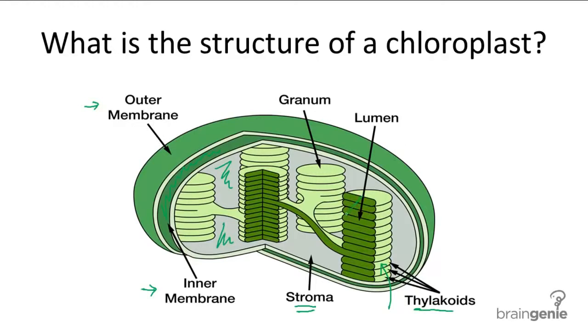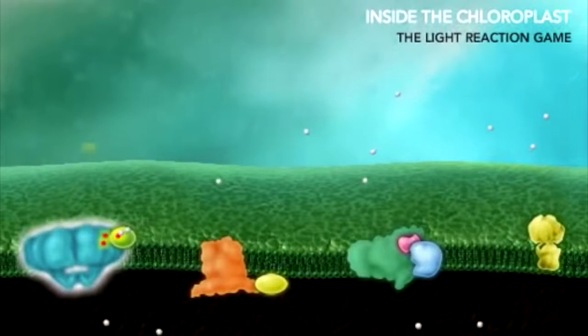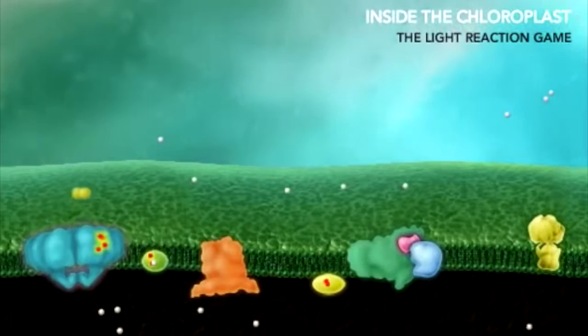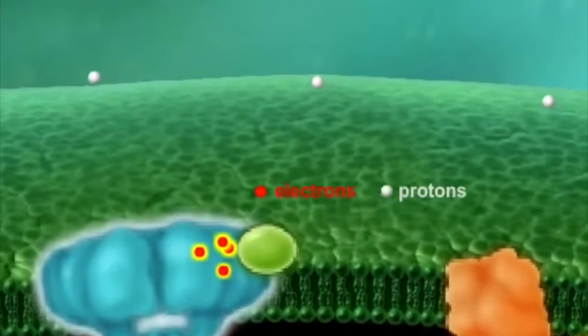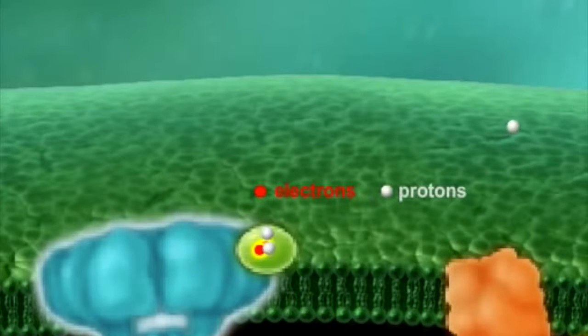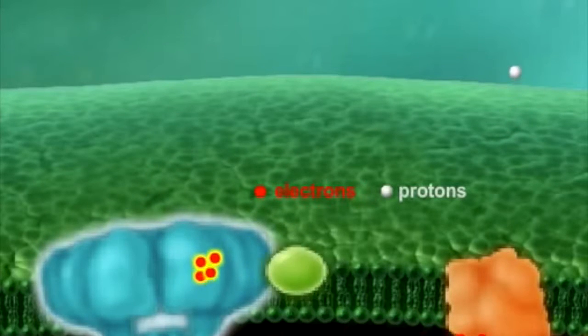Now, the thylakoid membrane is actually where the light-dependent reaction takes place, and we're going to switch on over and look at that right now. To start the light-dependent reactions, first, photosystem 2 absorbs photons of light, exciting electrons to be passed down the photosynthetic electron transport system. Electrons lost are replaced by the oxidation of water, producing oxygen gas.